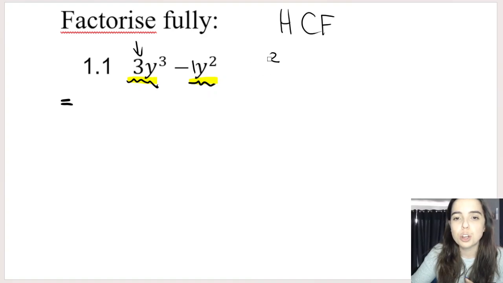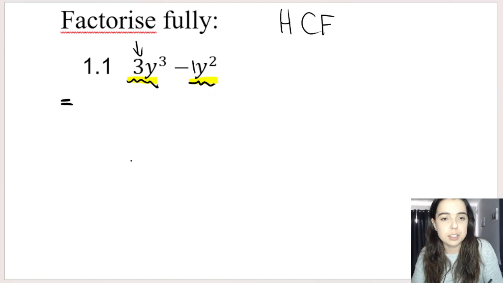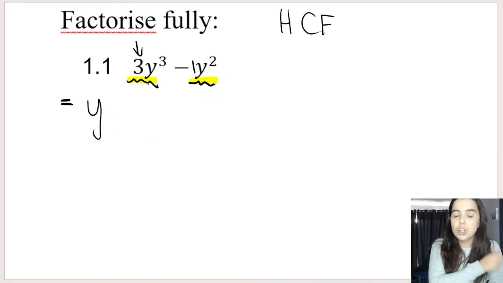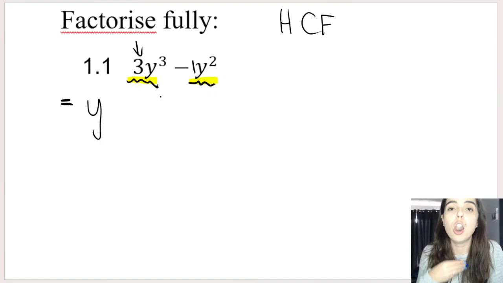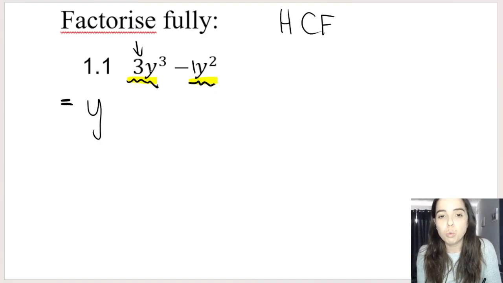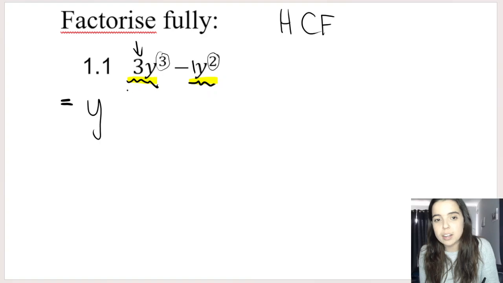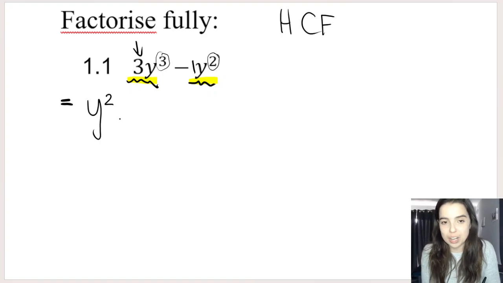So because I have two terms here and they both have y's in them, I can take y out as my highest common factor. However, when you take out a variable, you always have to take out the variable with the lowest exponent between the two terms. So we've got y cubed versus y squared. Which one has a smaller exponent? Y squared. So I take out y squared. Y squared is my highest common factor.